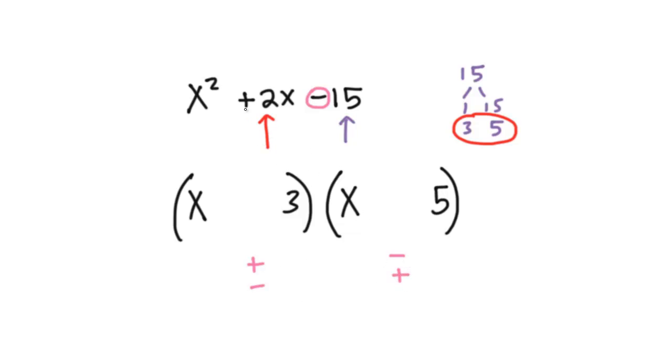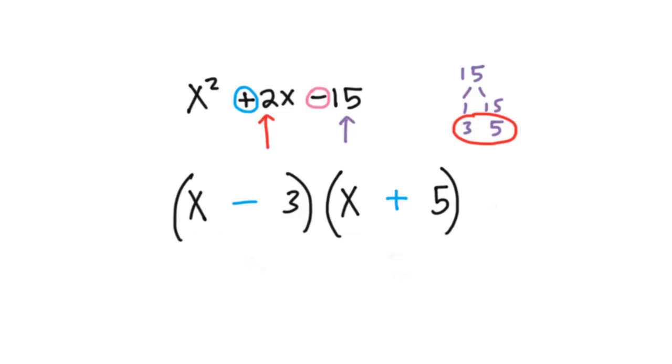So now we look at the middle term to determine which one it is. So here we have a plus. So here's the trick. If that's a plus sign, the bigger number between the two factors will take on that sign. So between 3 and 5, 5 is bigger than 3, so the 5 will get the plus sign. If this is the plus sign, then this has to be the minus sign, because we want the two signs to be opposite.